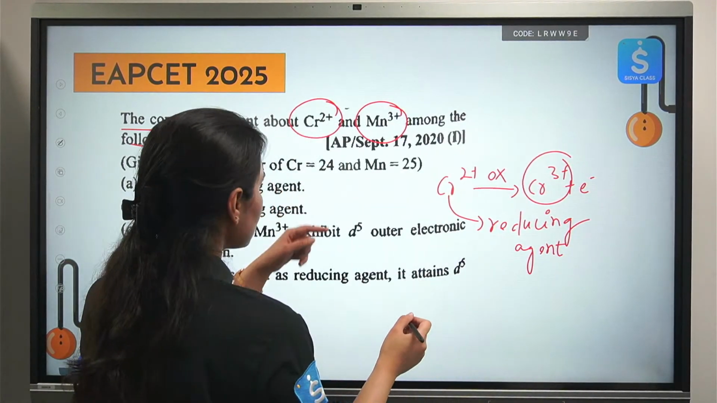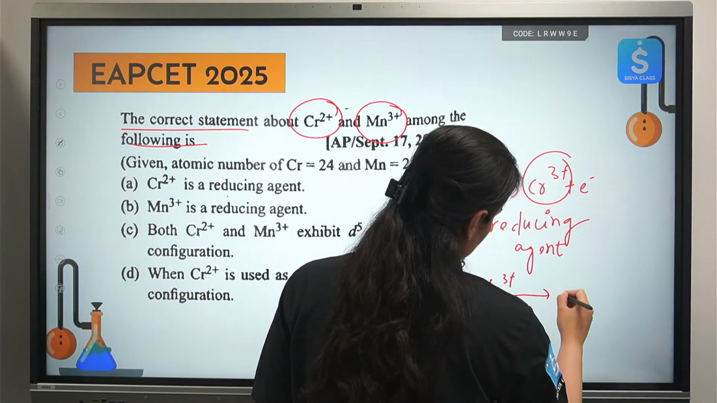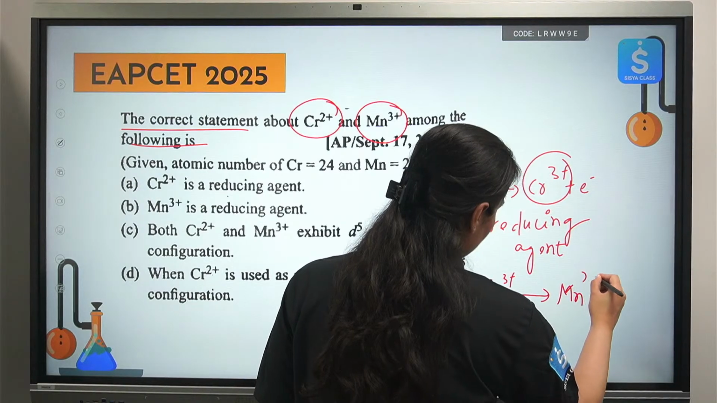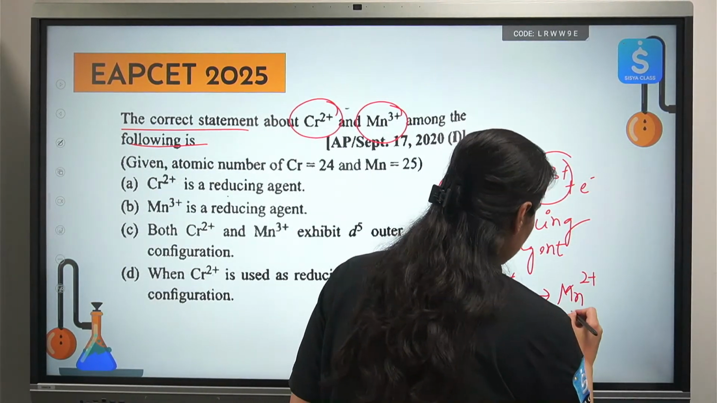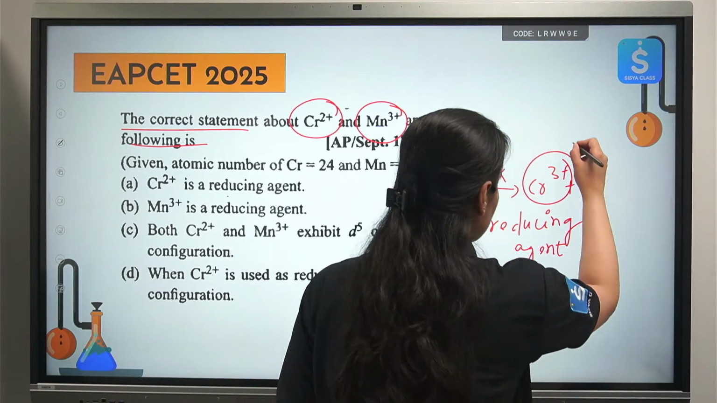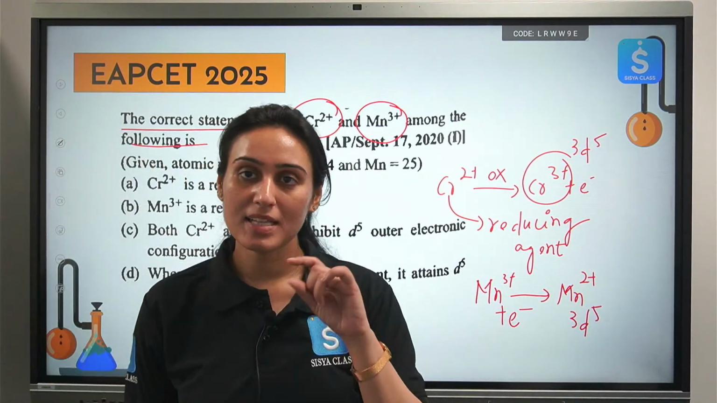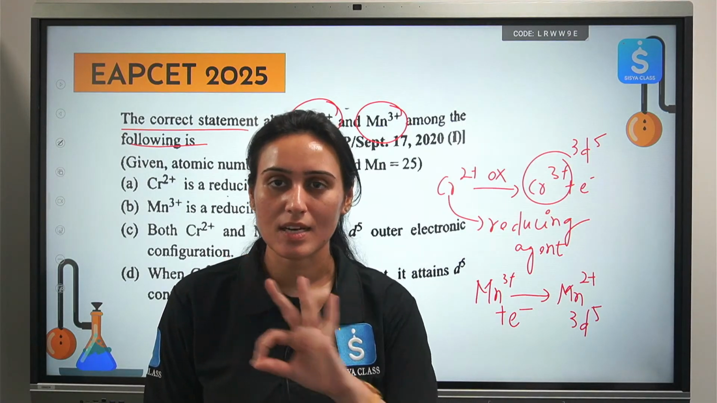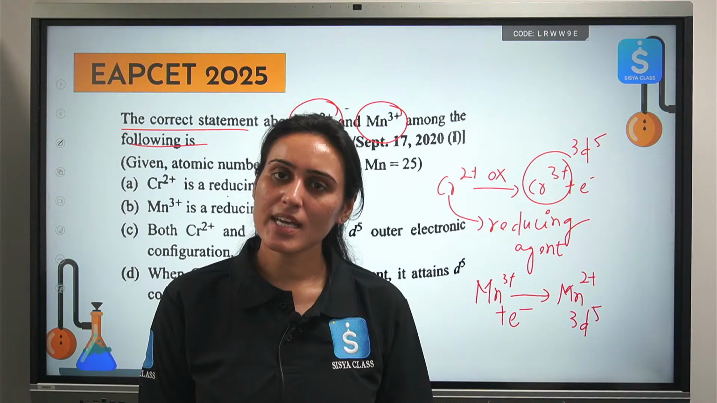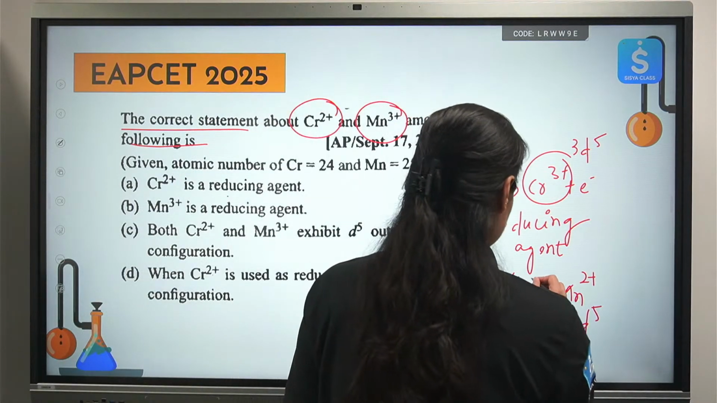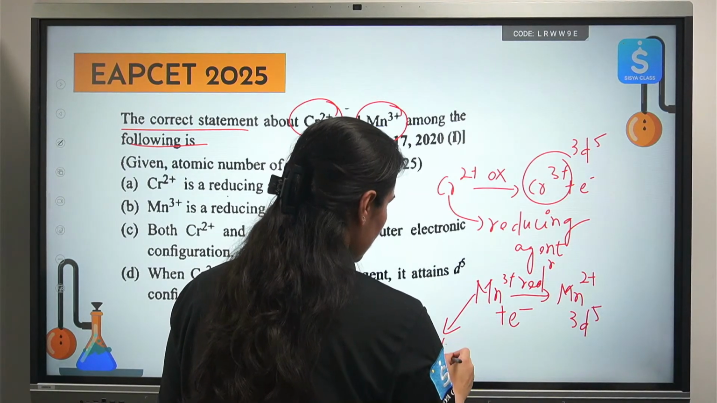What about Mn3 plus? Mn3 plus is less stable than Mn2 plus. Why? Because in this case you have the 3d5 electronic configuration. Half-filled configuration is much more stable. So Mn3 plus will undergo reduction readily. It itself undergoes reduction. It will behave like an oxidizing agent. Itself undergoes reduction, is an oxidizing agent.